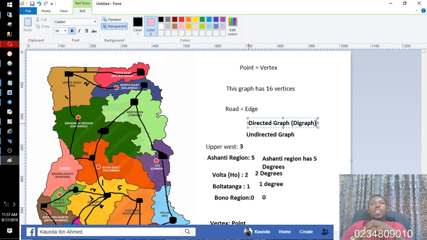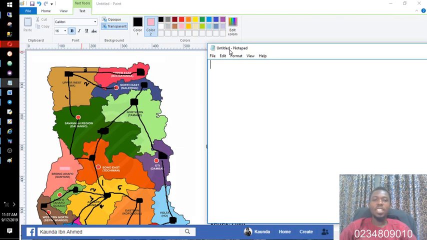The whole thing I've realized is you'll be working out how many points, how many vertices the graph has, how many edges it has, and then how many degrees it has, and you might be told to do it separately. They can give you a graph that is directed, or a graph that is not directed, that is, it doesn't have direction as to which region to move from to which region.